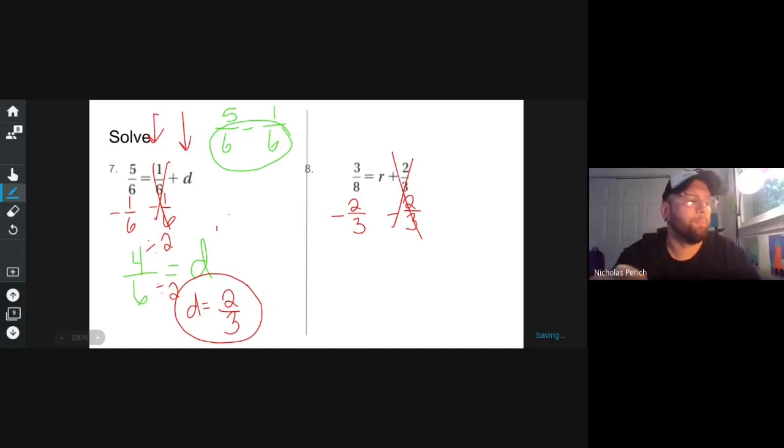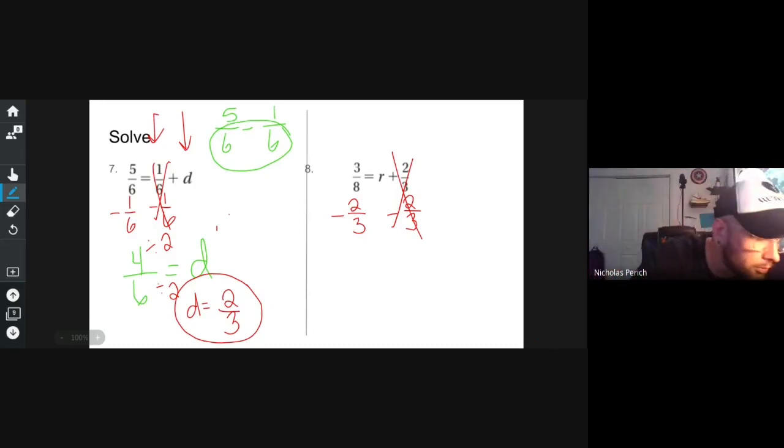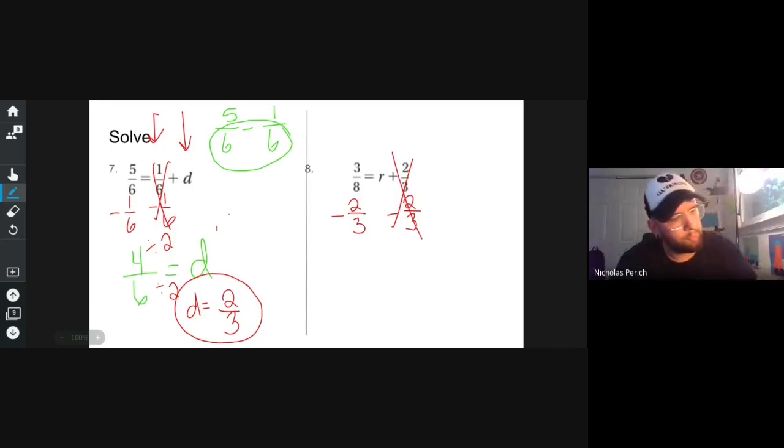You know what? What's 3/8 minus 2/3? That would be about negative 0.2916. Siri, you let me down. So what I have to do is I'm going to rewrite this up here. 3/8 minus 2/3.